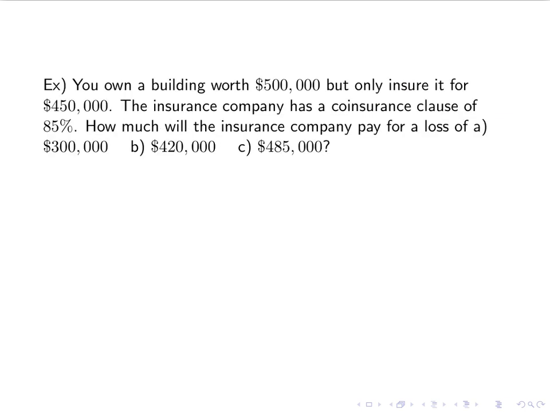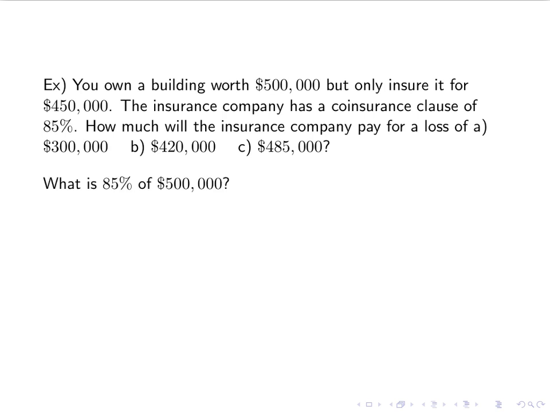So for our first example, you own a building worth $500,000, but only insure it for $450,000. The insurance company has a co-insurance clause of 85%. How much will the insurance company pay for a loss of A, $300,000, B, $420,000, C, $485,000? This is not a multiple choice question. I have some people in the homework who think that it's multiple choice. I need an answer for A, an answer for B, and an answer for C.